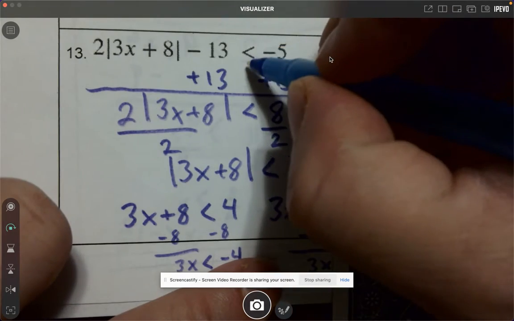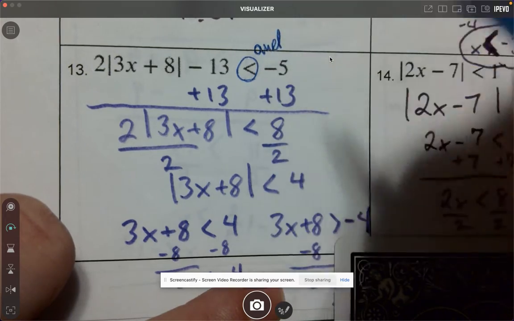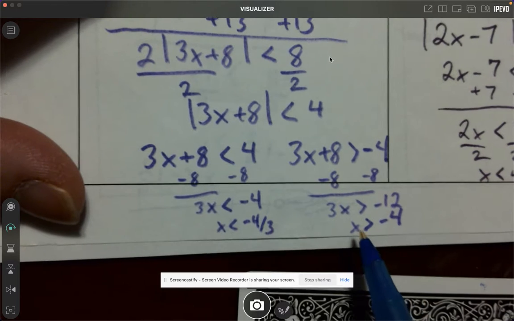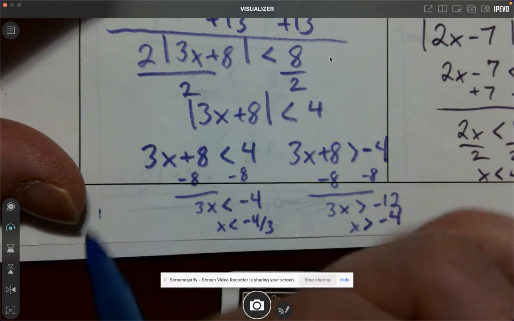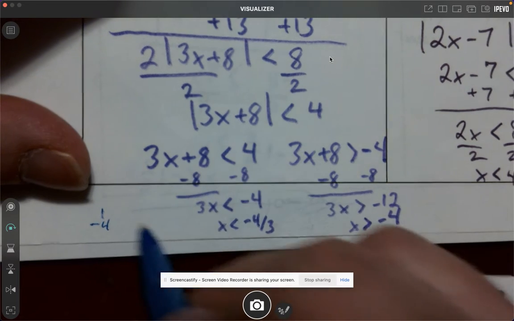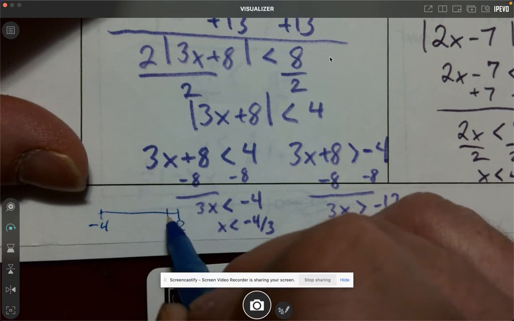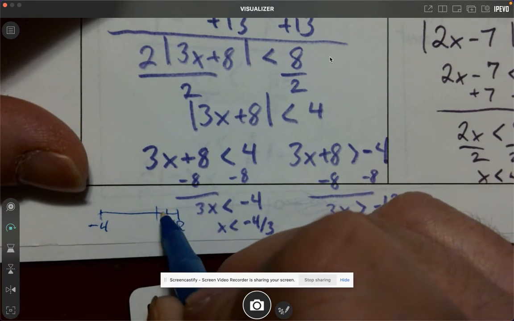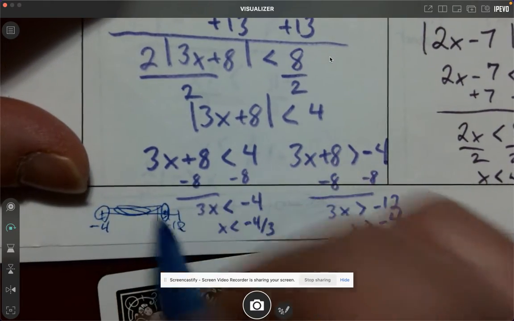And again, because I started with the less than, I know it's going to be a barbell. This would be over here at like negative 4, and then you would go somewhere over here. This would be 0, 1, negative 1. So negative 4/3 would be like right there. It would be an open dot, shaded like that.